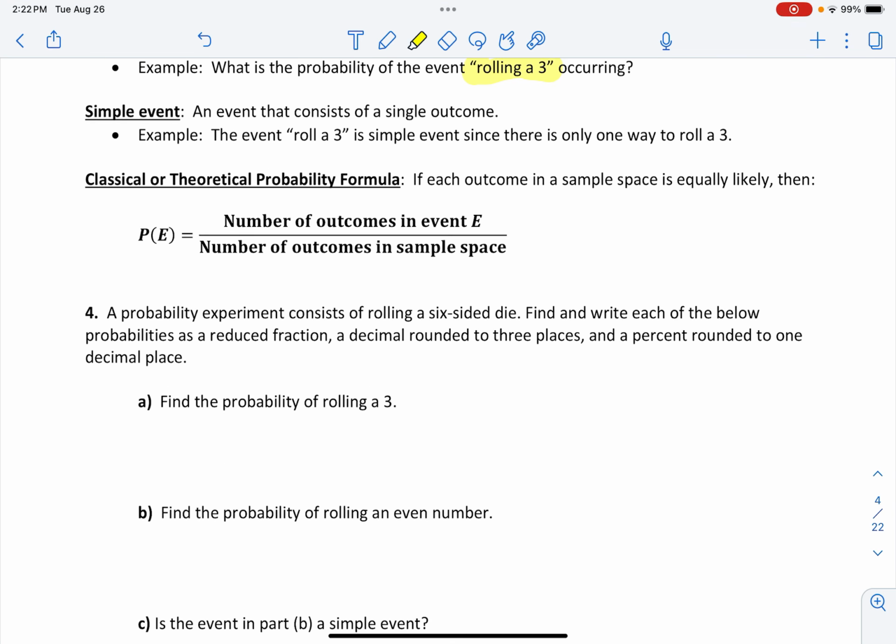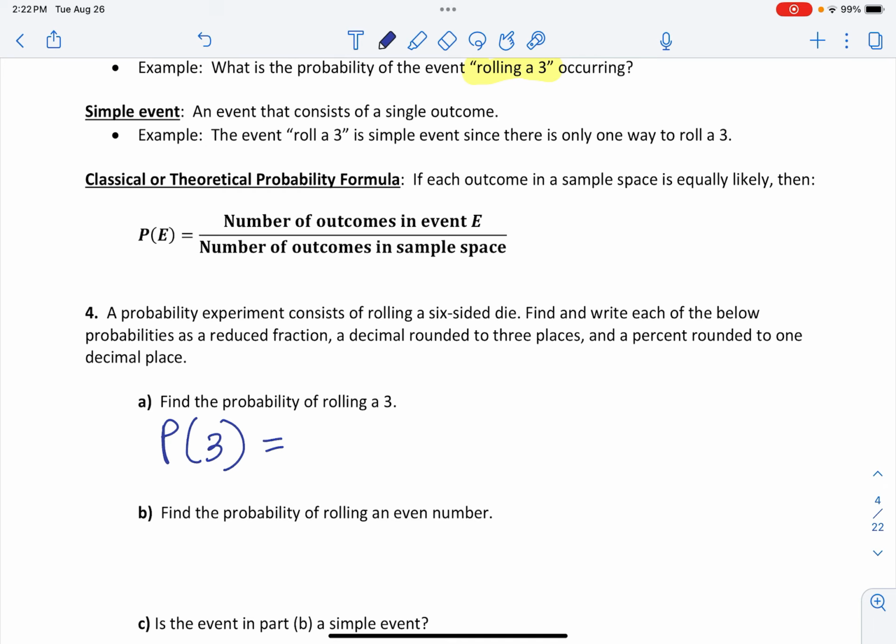How about if we try to find the probability of rolling a 3? So we're going to roll a 6-sided die. What's the probability that we get a 3? For each of these, we're going to write a reduced fraction, a decimal rounded to 3 decimal places, and a percent rounded to 1 decimal place. And I'll use a little notation here. This is notation for that question: find the probability of rolling a 3.